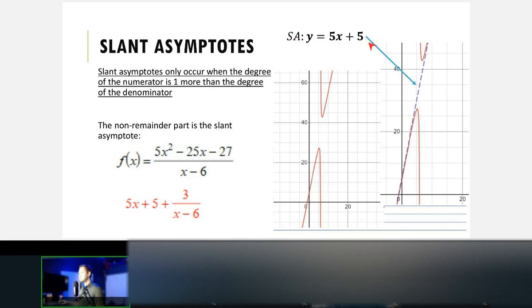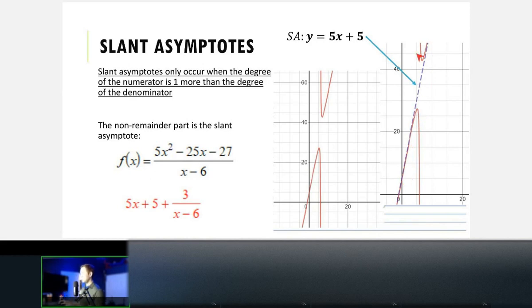The equation of the slant asymptote is just the non-remainder part. We got remainder 3 when we divided, so we ignore that for the SA and pull out the non-remainder part. So our SA is y equals 5x plus 5. The nice thing is, if you're unsure if you did it right, just graph the original function like I did here, and then graph your SA. It should make a nice slanted line that glides along the border of your graph.